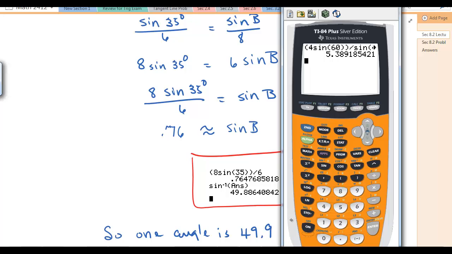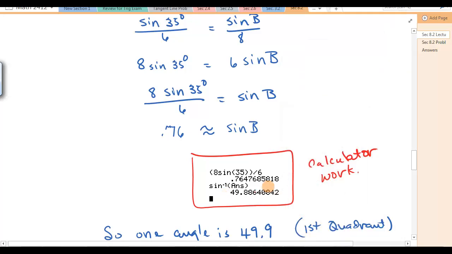On your calculator, if you did second sine and you want this number to be pulled in, answer is right above the little baby negative down here by the decimal. You would do second and the baby negative, and it would pull whatever the last answer was. So that is one way to do that. One of your angles is 49.9. It does tell you to round at that point.